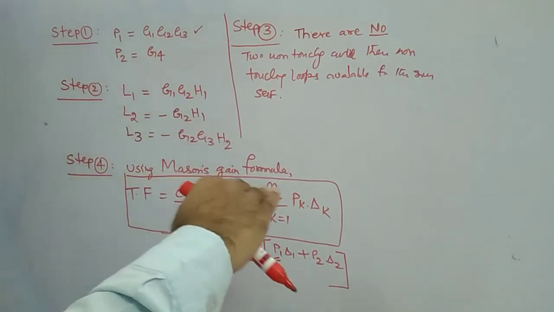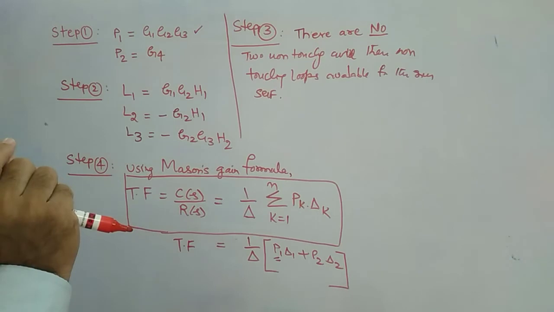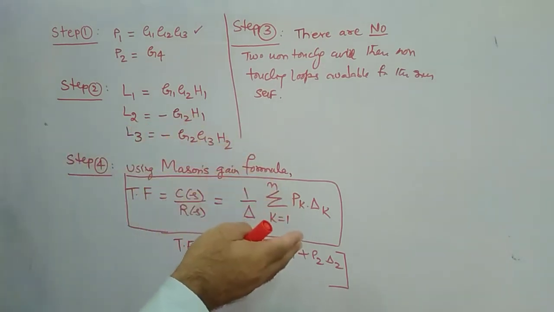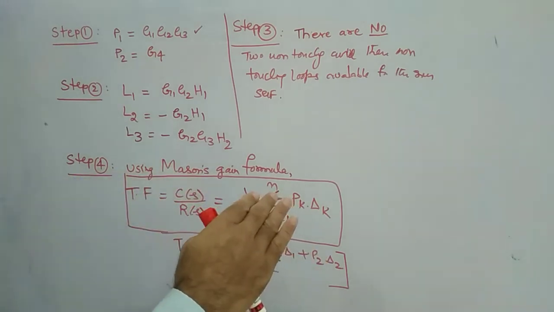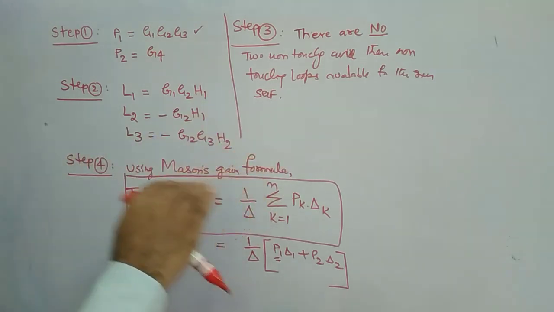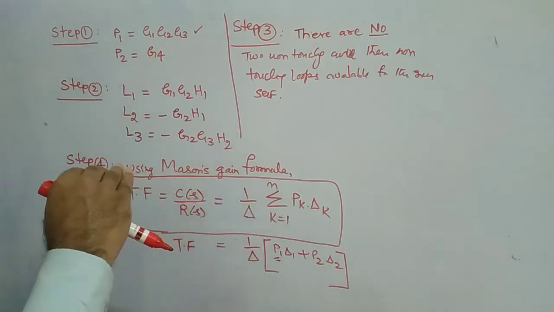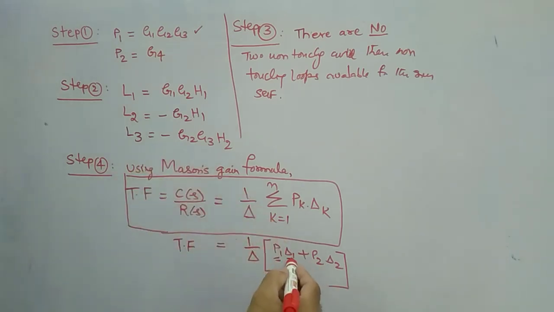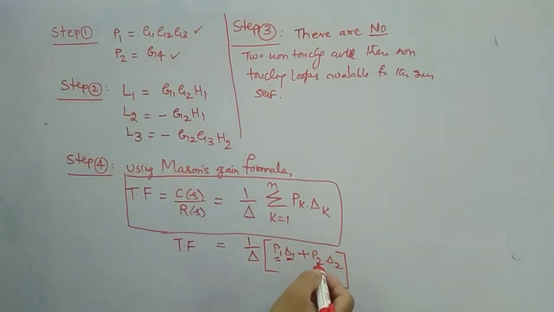With respect to the first forward path, is there any non-touching loop? We have L1, L2, L3 for this problem, and all three loops are touching the first forward path, so there is no non-touching loop with respect to the forward path. Therefore, as all the loops are touching the first forward path, delta 1 simply becomes 1. Similarly, what is P2 here? P2 is G4 only.